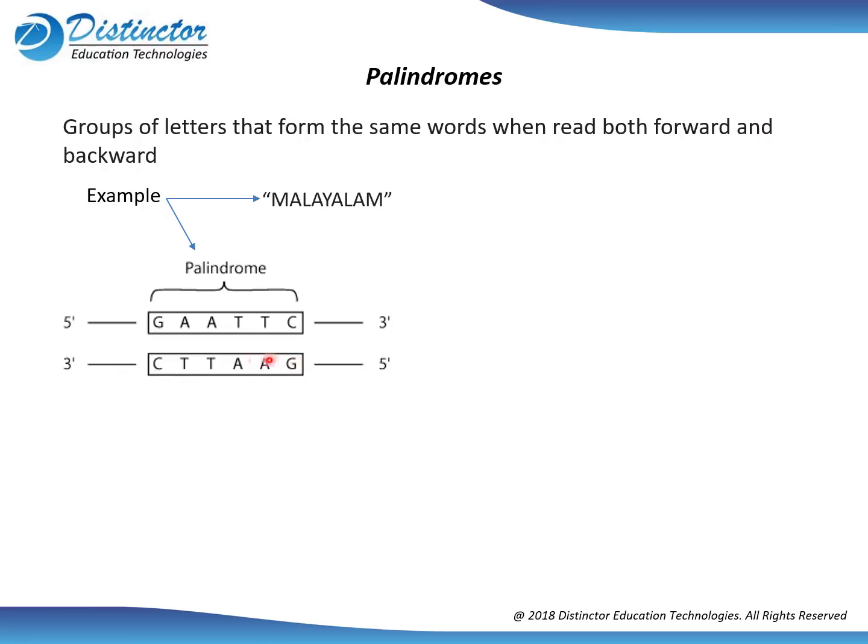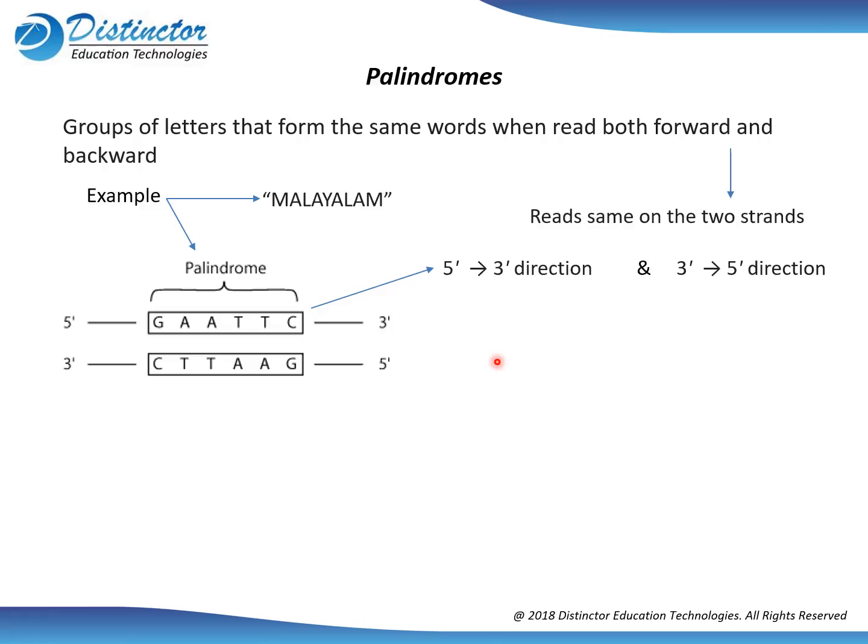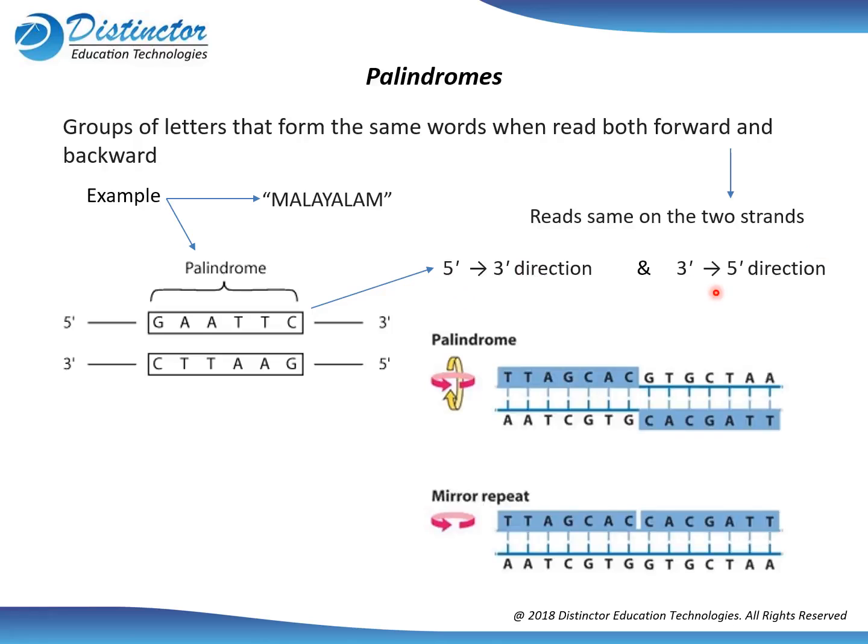So that is why this sequence has been identified by the restriction enzyme, and then they are able to cut in the palindromic sequence. They read both strands at the same time, and only then can they cut the DNA. They read in a 5' to 3' direction and then a 3' to 5' direction. Once they find the palindromic sequence, they cut the DNA strand.